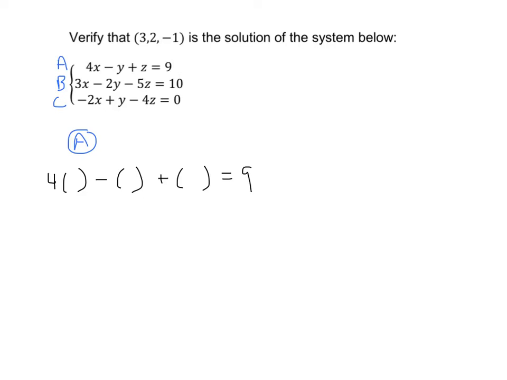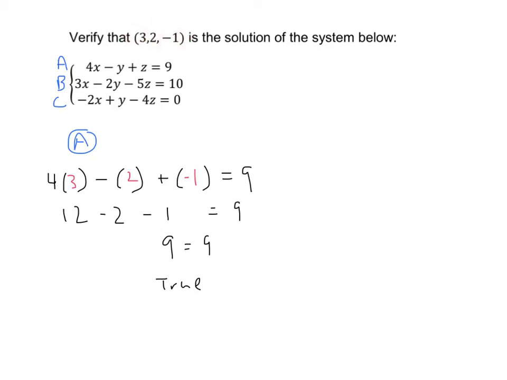Let's go ahead and plug it in. So my x value was 3, y value was 2, z value is -1. Let's see if this works. So this is 12 minus 2 minus 1 equals 9. And yes, we get 9 equals 9. That is true. But remember, that's not enough to prove that this is a solution, right?